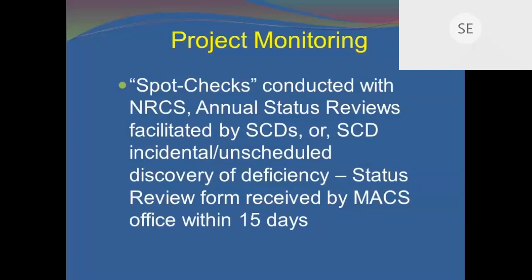Each year we do a function that we call annual status reviews that is facilitated by the SCDs. Of our 10% that we pull, it amounts to about 500 status reviews to be completed each year. The 1st of October, we'll send the blank status review reports out to the districts, asking them to go around and do inspections on the projects.